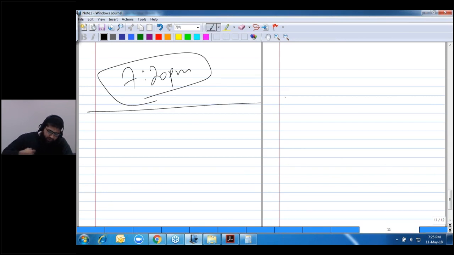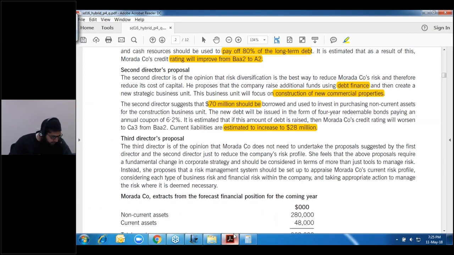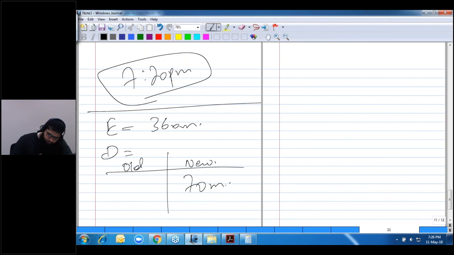So in the second director's proposal, the market value of equity would remain 360 million. There are going to be two debts now. One of them is an old debt and the other one is a new debt. The new debt would actually be having a market value of 70 million. The old debt has a book value of 120 million.